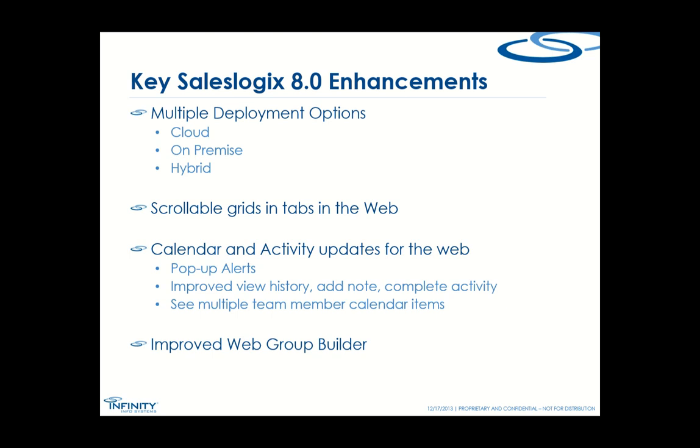There have also been several modifications and enhancements to the activity and calendar, including pop-up alerts in the web. So that way, if an activity is happening, it's not hidden in the background anymore. It's popped right up on top of the screen. They improved the history and adding notes and completing activity screens, and allowed access to see multiple team member calendar items. So when you're within the SalesLogix web and you're looking at the calendar, you can actually look at multiple users at a time, as opposed to in the past where it's been one person at a time.